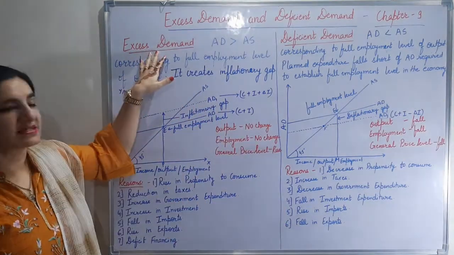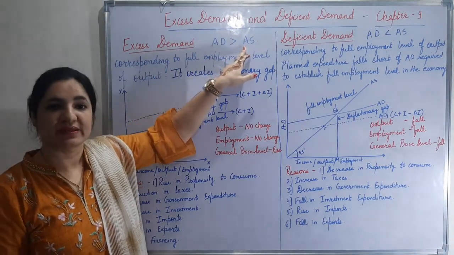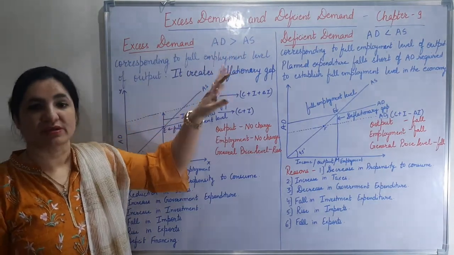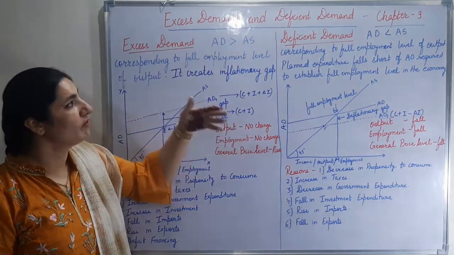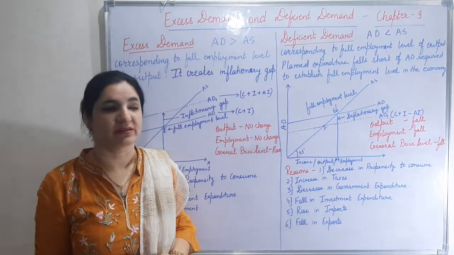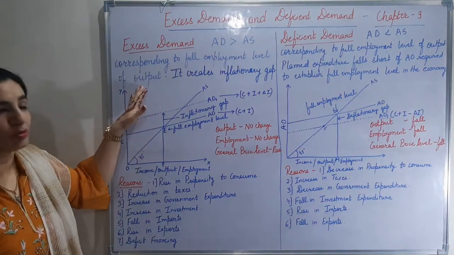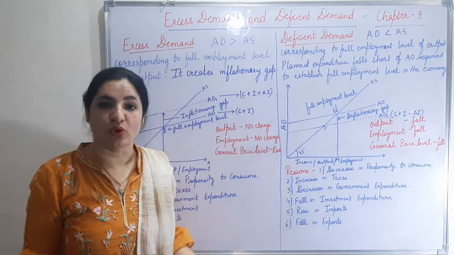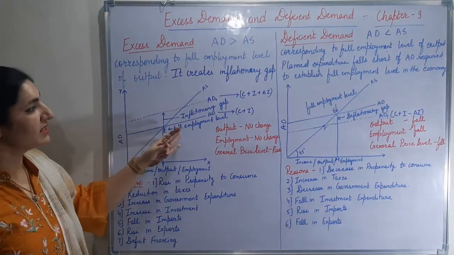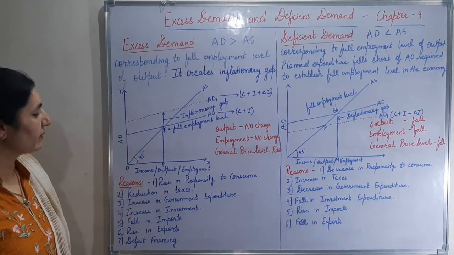First is excess demand. Excess demand means aggregate demand is more than aggregate supply. It means that the planned expenditure is exceeding of aggregate demand which is required to establish full employment level in the economy. So, corresponding to the full employment level of output, aggregate demand is more than that of aggregate supply. So, it creates inflationary gap. This is explained through the diagram.